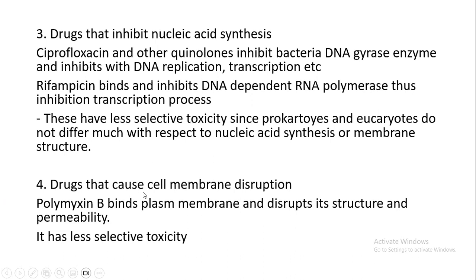The drugs that cause cell membrane disruption are the fourth category. This includes polymyxin B, which binds the plasma membrane and disrupts its structure and permeability, and it has less selective toxicity.